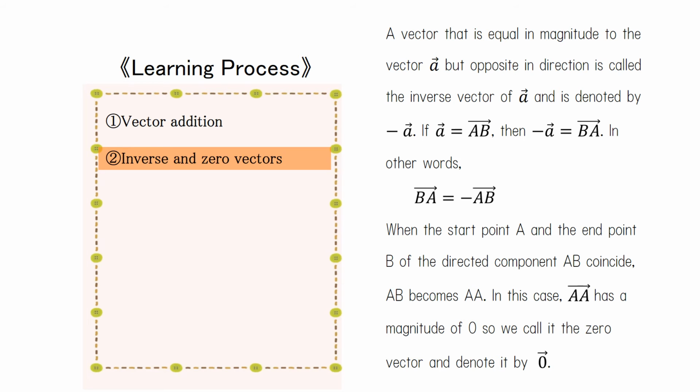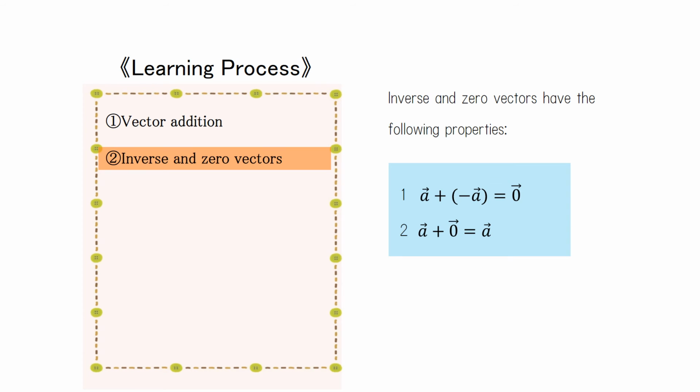When the start point A and the end point B of the directed component AB coincide, AB becomes AA. In this case, vector AA has a magnitude of 0, so we call it the zero vector and denote it by vector 0. Inverse and zero vectors have the following properties. Vector A plus parentheses vector negative A parentheses equals vector 0. Vector A plus vector 0 equals vector A.